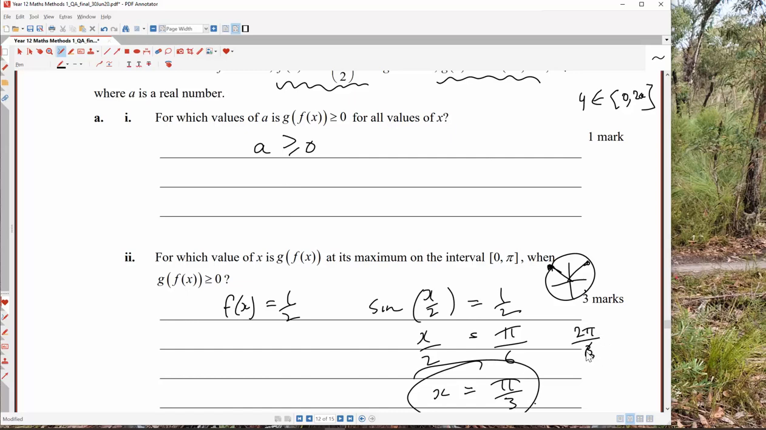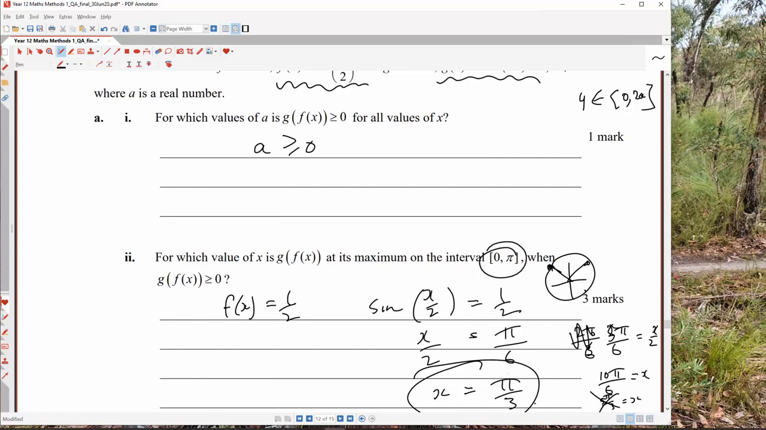5 pi on 6 equals x on 2. We can see here that that's going to be 10 pi on 6 equals x, which is 5 pi on 3 equals x. That's out of domain. Okay, it's between 0 and pi.